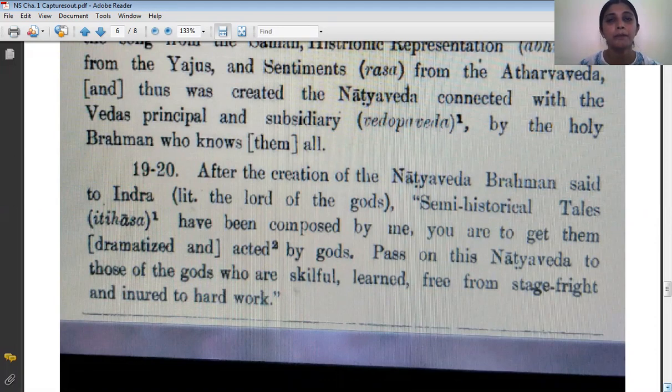Now, Brahma went into meditation. He thought that he will take these various elements from these four Vedas, and it will have itihas and the mention of other arts and crafts. And this is how Natya Ved will be prepared, will be ready. So once Natya Ved is ready, he calls Indra. And he tells Indra that now this Natya Ved with semi-historical tales is ready. It is composed by me. And now you have to get it dramatized. You have to find a director. Get it dramatized and let it be acted by the gods. That is what Brahma says.